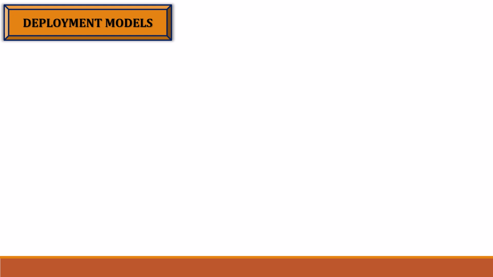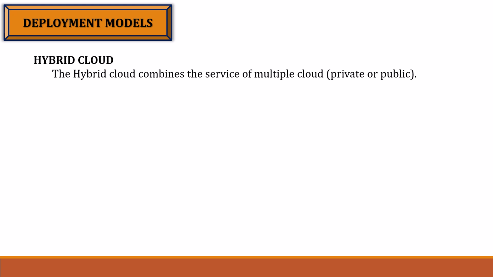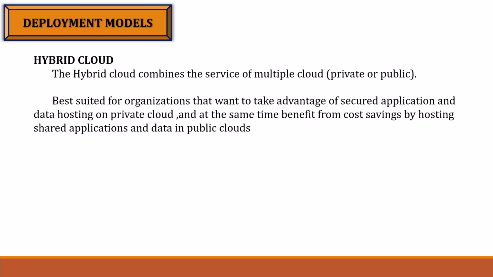Moving on to the next one, that is hybrid cloud. By the name hybrid, we can say this is a combination of public and private. This hybrid cloud combines the services of multiple clouds, that is private and public. It is best suited for organizations that want to take advantage of secured application and data hosting on a private cloud, and at the same time benefit from cost savings by hosting shared applications and data in public clouds. An example of this is Google Cloud Platform.